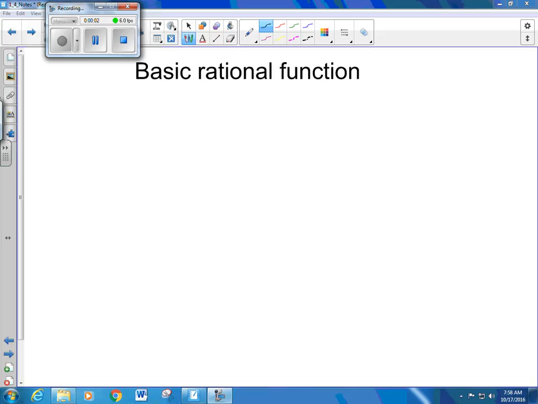So now we're going to talk about the basic rational function. It's the one you already learned a bit in secondary 3. It's y is equal to 1 over x. Here you can tell the restriction is that x can never be equal to 0.